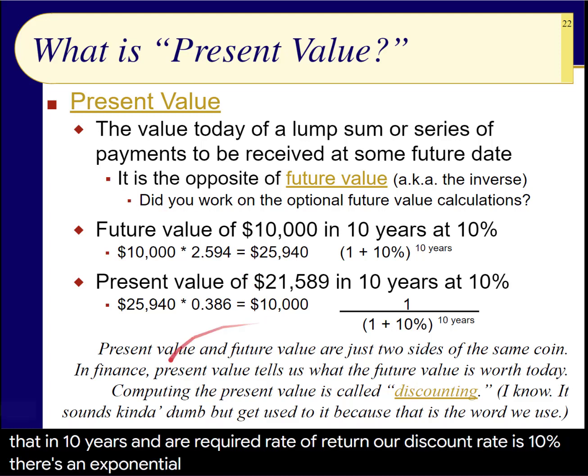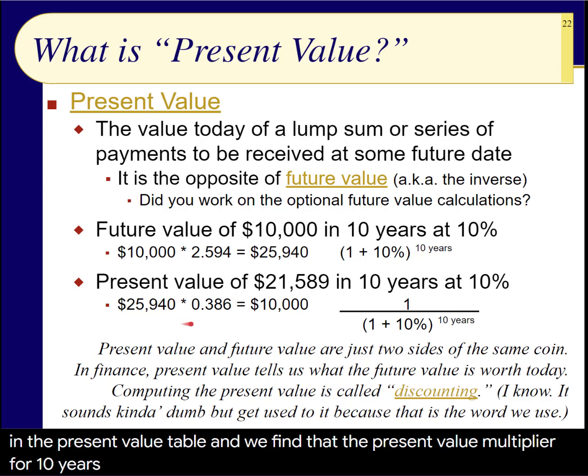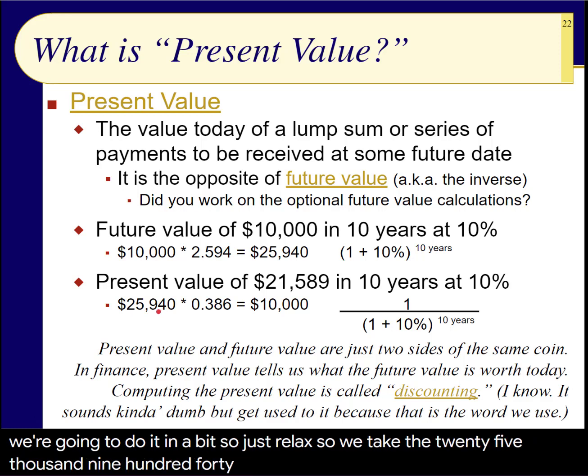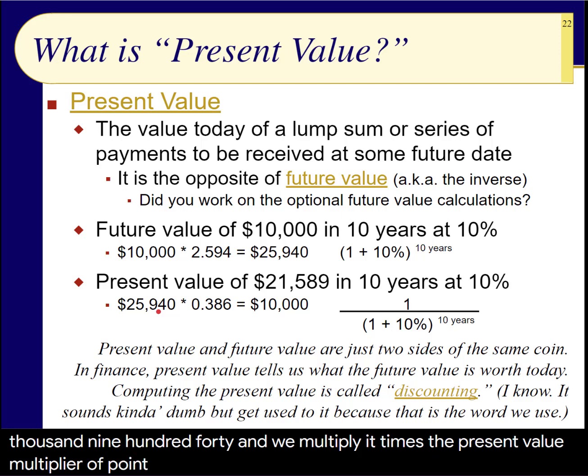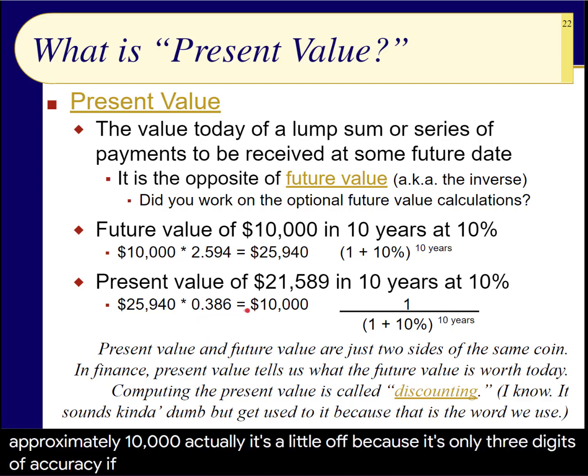There's an exponentiation formula, which you don't have to use. But we look in the present value table, and we find that the present value multiplier for 10 years at 10% is 0.386. Now, don't do it right now. We're going to do it in a bit, so just relax. So we take the 25,940 and multiply it times the present value multiplier of 0.386, and we wind up with approximately 10,000. Actually, it's a little off because it's only 3 digits of accuracy. If we had 7 digits of accuracy here, then it would be perfect.